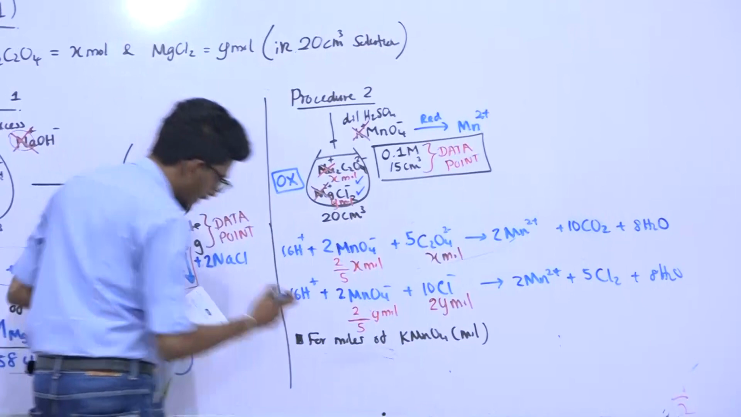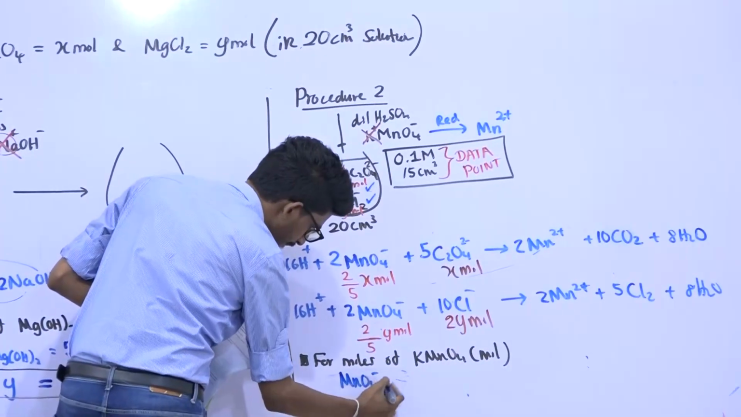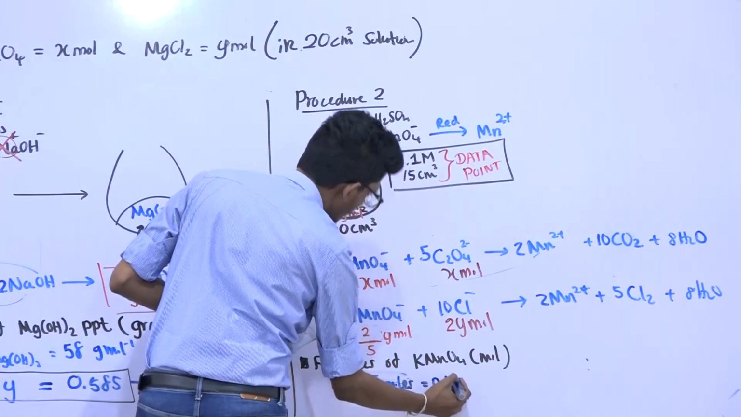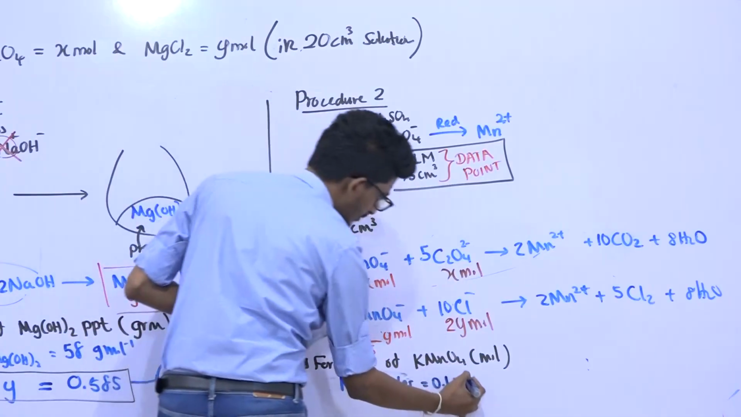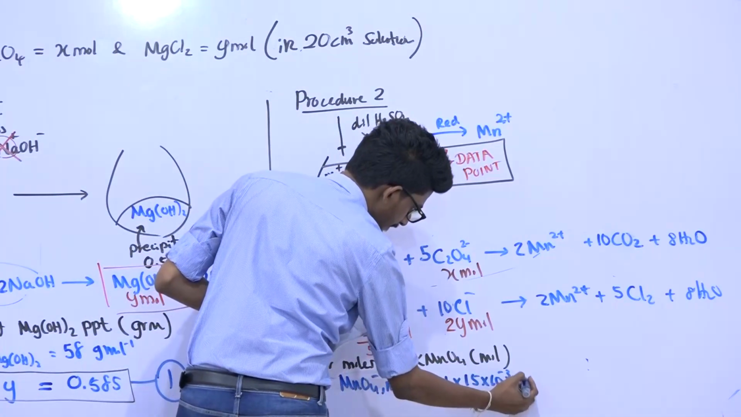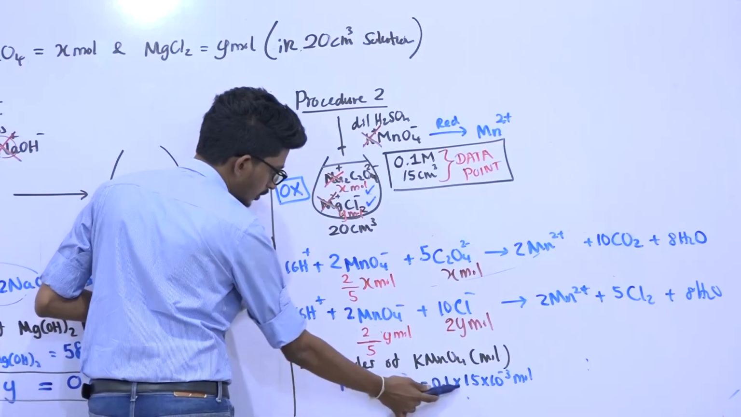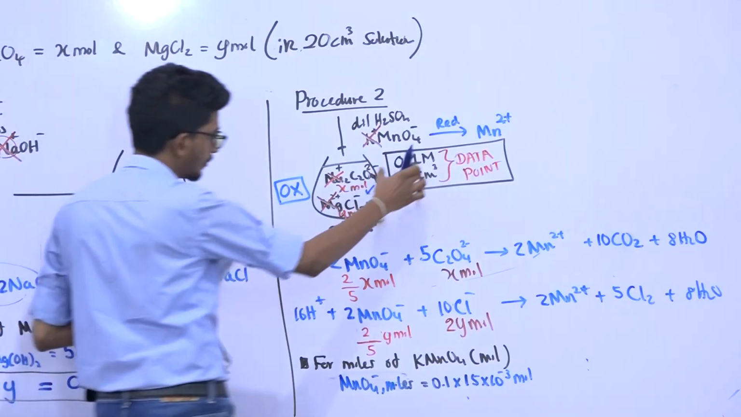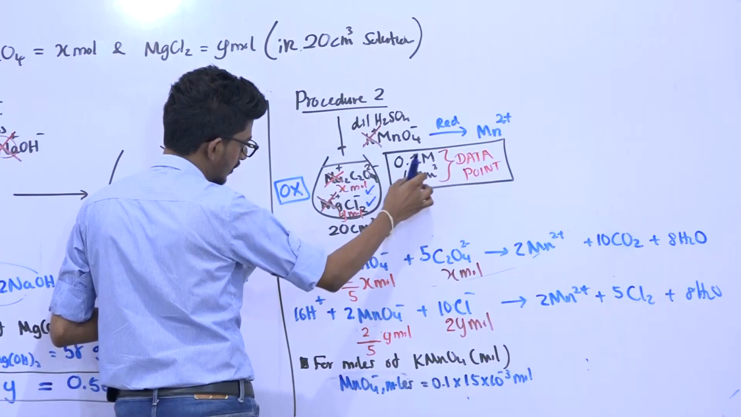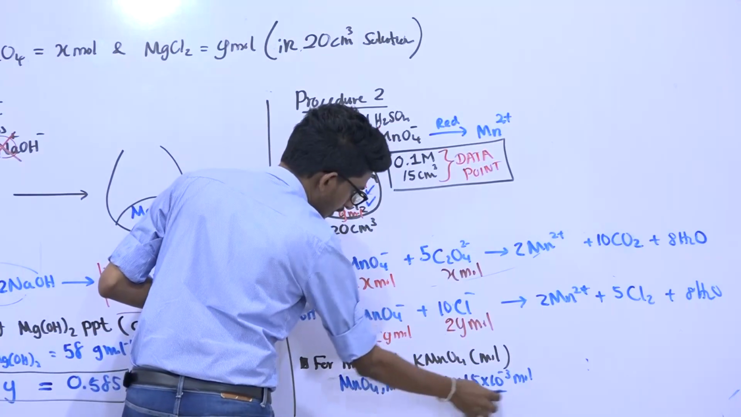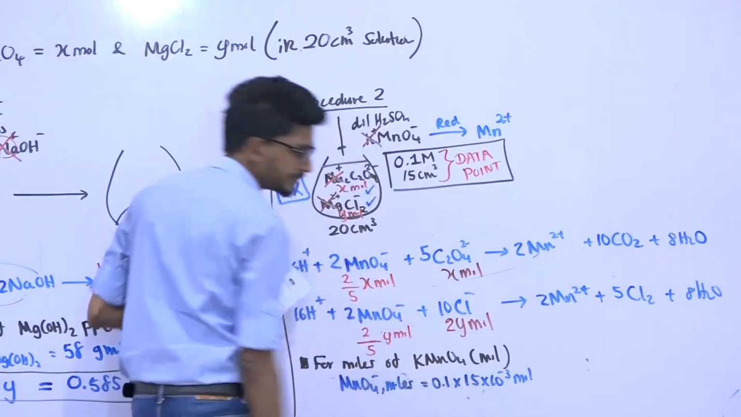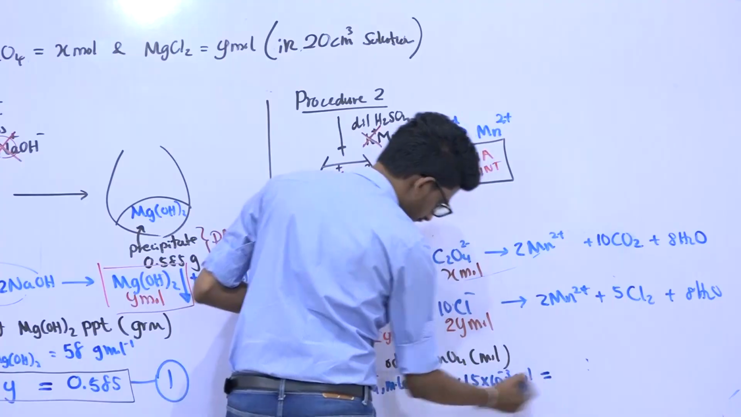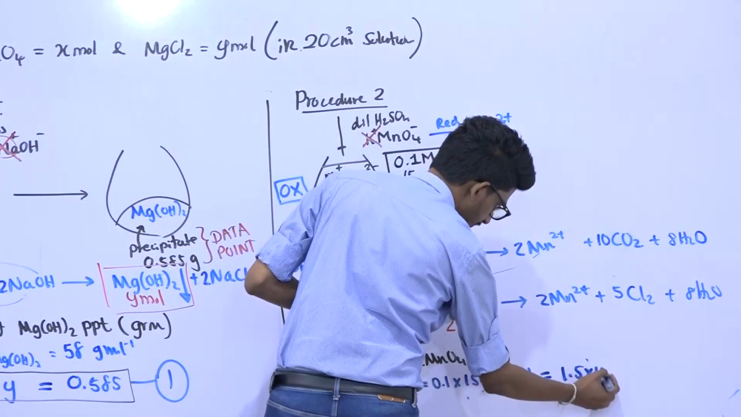With the CV, that is 0.1 mole dm minus 3 into 15 into 10 minus 3 dm3. You need 10 minus 3 because you have to write in decimeters, otherwise you won't get moles. So this value is given as 1.5 into 10 minus 3.